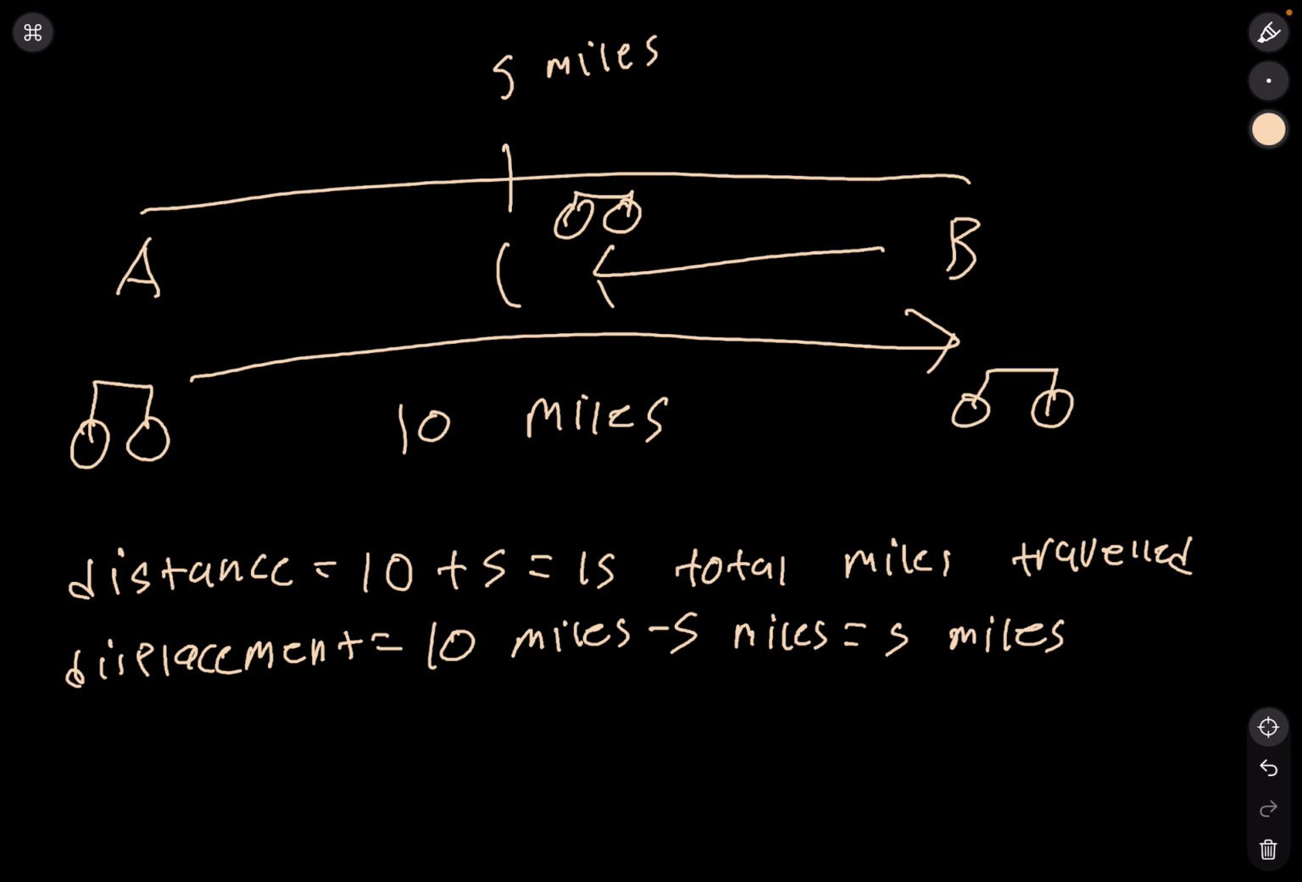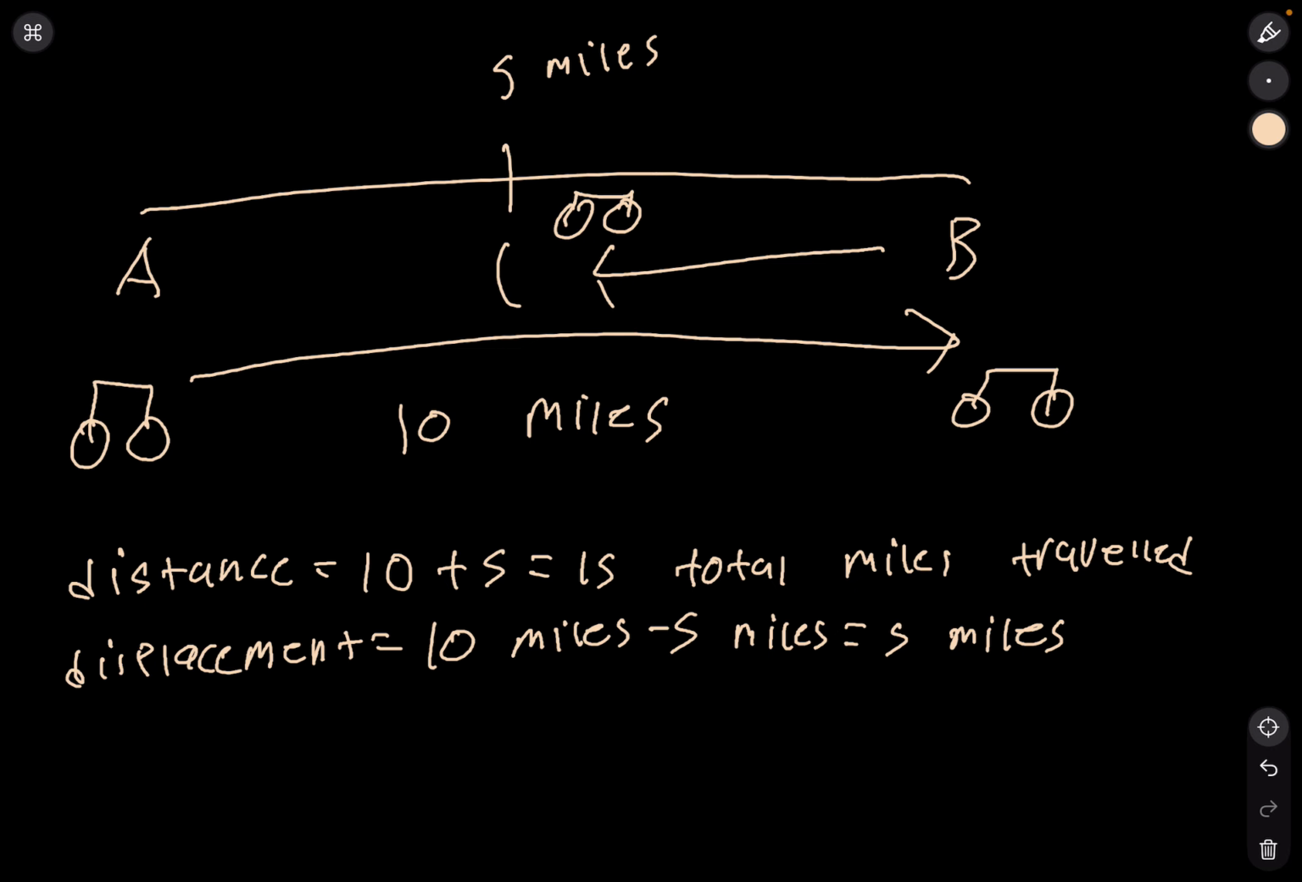Simply because displacement is trying to find how much you changed in that distance. Distance is kind of like the absolute value of displacement. Distance is just how much you traveled in general. It's like an absolute unit. Displacement, however, is very, very different.